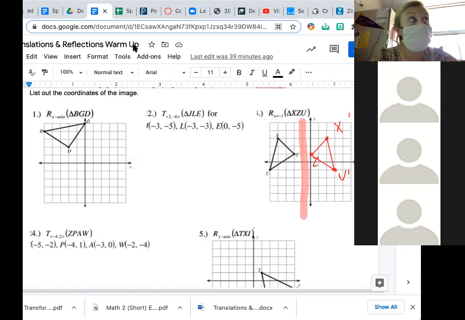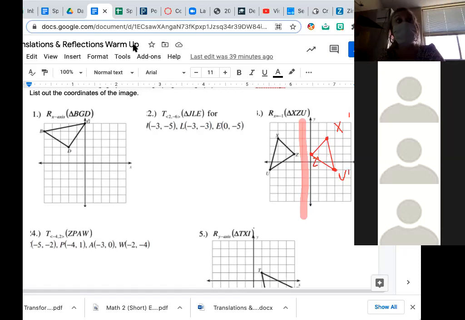Does that help if we're reflecting over not an axis? If it's a vertical or horizontal line, y'all, it can be anywhere. So there's not a set rule for that. You're going to have to count and actually graph it to find the ordered pairs, okay?